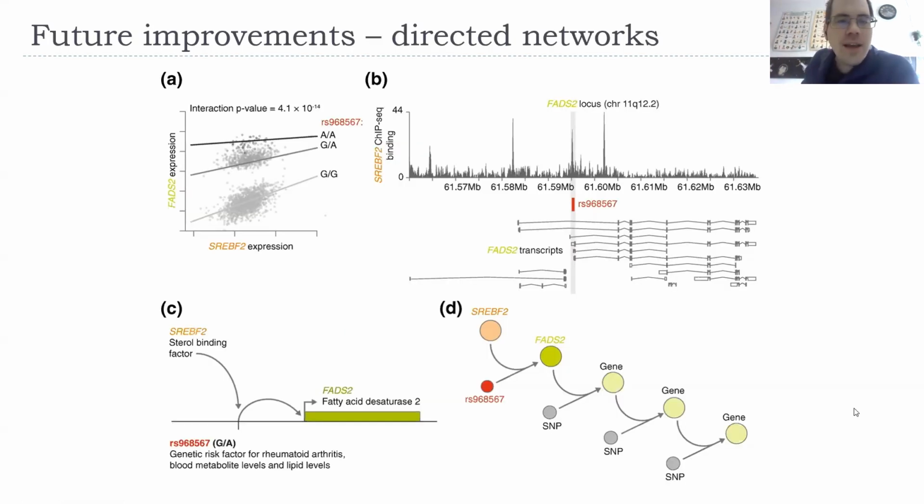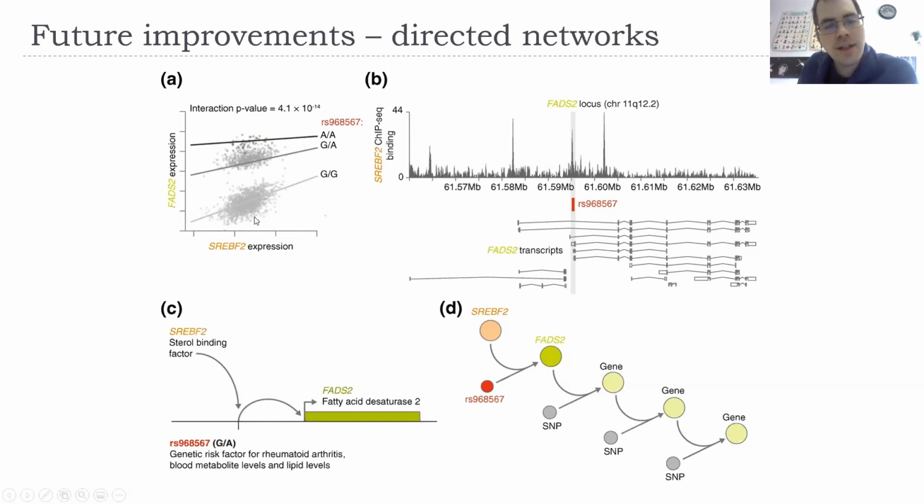And the last thing I want to talk about is future improvements that we're working on, which is based on some things that we already did a few years ago. There we found that if we look at an eQTL for FADS2, we have FADS2 on the y-axis, and you can see by these 3 different lines that there's an eQTL effect. On average, people with the AA genotype have much higher FADS2 expression than people with the GG genotype.